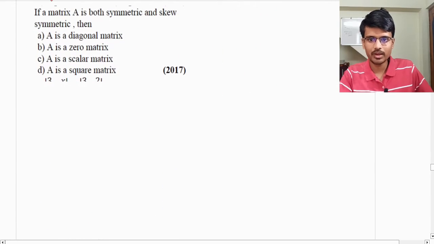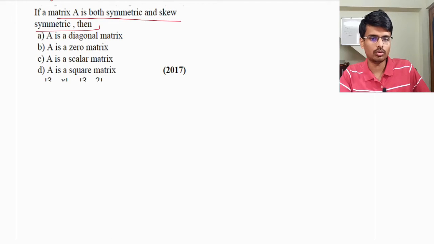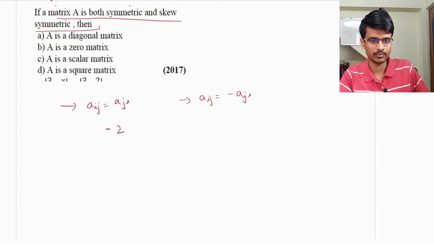Okay. If a matrix A is both symmetric and skew symmetric, then, okay, when is a matrix symmetric? When Aij is equal to Aji. Okay, this is the condition. When is the matrix skew symmetric? Aij is equal to minus Aji. Okay, let us take one number. Say it is equal to 2. Okay, then whether 2 is equal to minus 2, this condition will fail. Okay, it cannot be. So any number will not satisfy. But if I keep this 0, this also 0, then it satisfies.